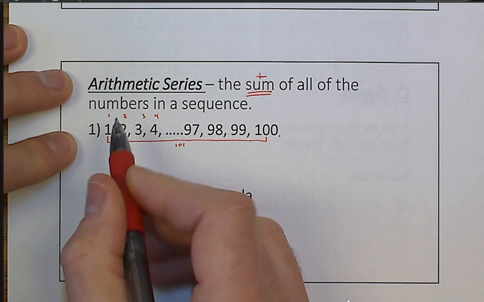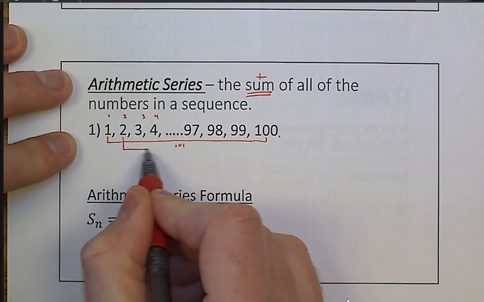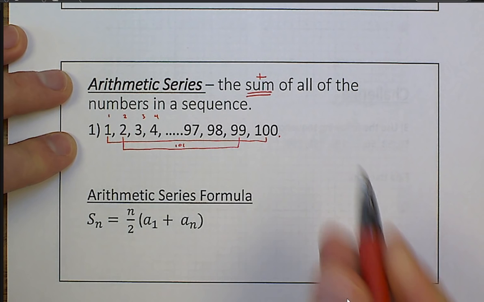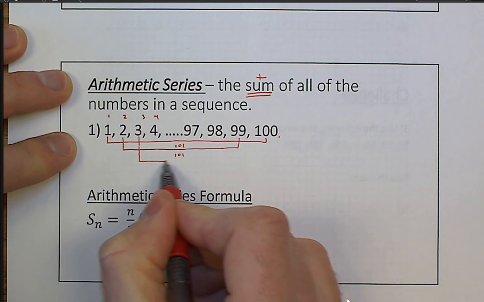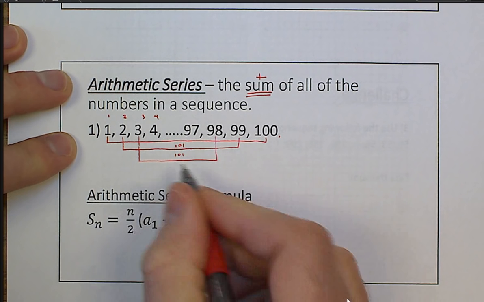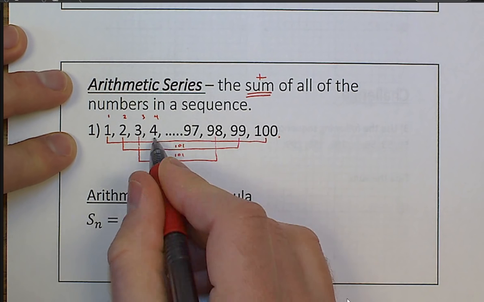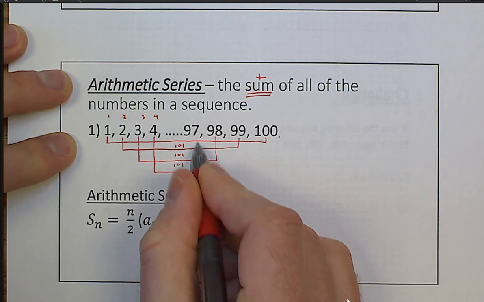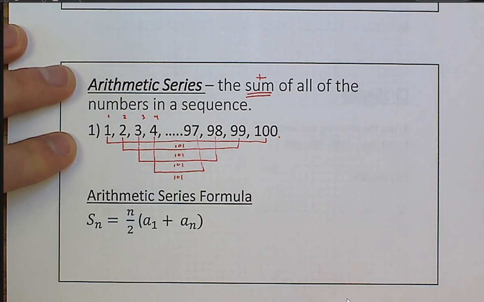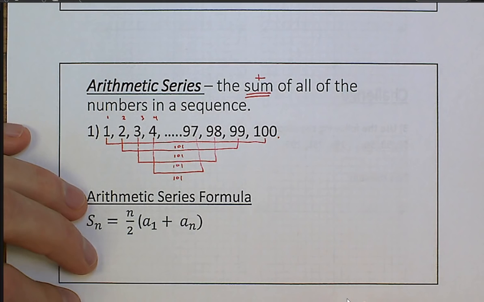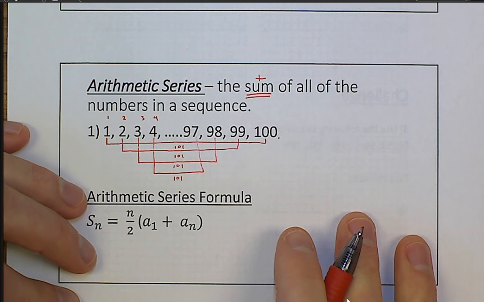Take the next term, 2, and the second to last, 99. What do you get? You get 101. Take the third term and the third to the last number, 3 and 98, you get 101. Take the fourth term and the fourth to last term, 4 and 97, and you get 101. Okay? And you could do this the whole way through, okay?